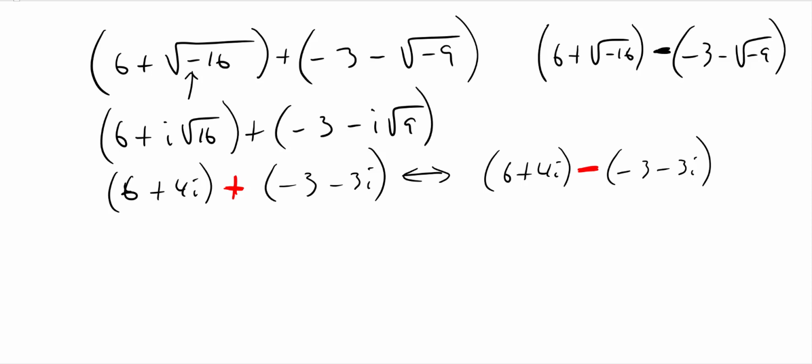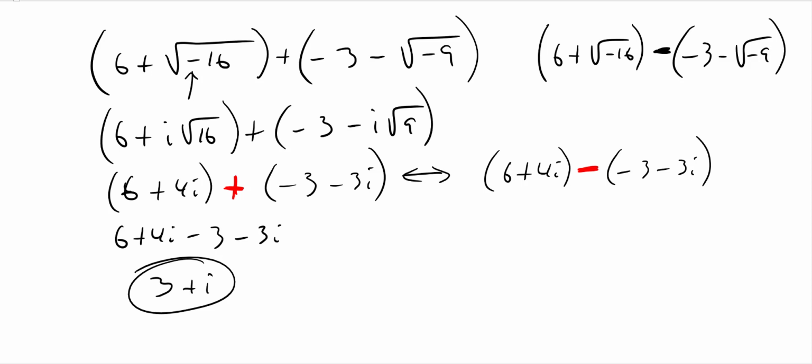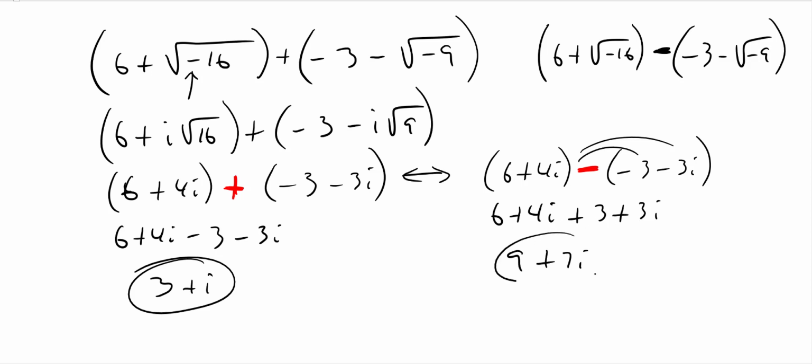Well, let's finish it up here, math fans. So this is going to be 6 plus 4i, and this is plus, you just rewrite it, minus 3 minus 3i. And I put it together, I get 6 minus 3 is 3, 4i minus 3i is i. So that's your answer. And this one is 6 plus 4i, distribute the negative, so it means change the sign, so plus 3 plus 3i. So combine like terms, 6 plus 3 is 9, 4i plus 3i is 7i. And that's your answer for that one.